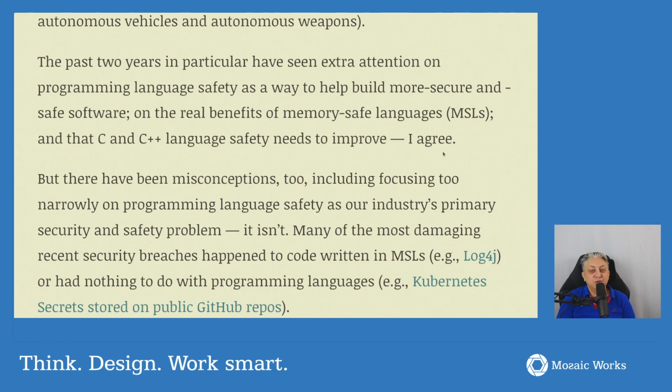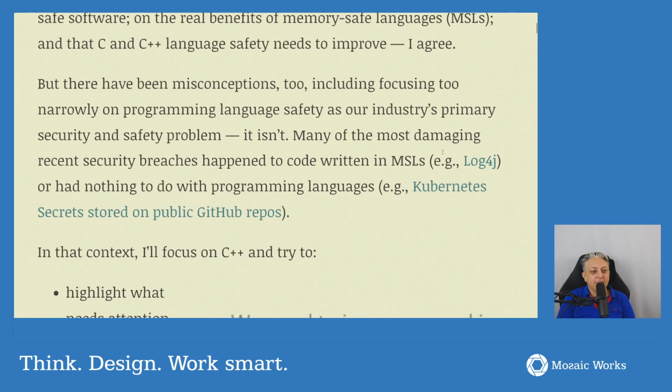There are known issues with C and C++ safety, but I'm going to focus on C++ mostly. But there have been misconceptions too, including focusing too narrowly on programming language safety as our industry primary security and safety problem. It isn't. Many of the most damaging recent security breaches happen to code written in memory-safe languages. For example, the Log4j security issue that was, I think, 1 year ago, had nothing to do with programming languages. Kubernetes secrets stored on public GitHub repos. Yeah, this is a very well-known issue.